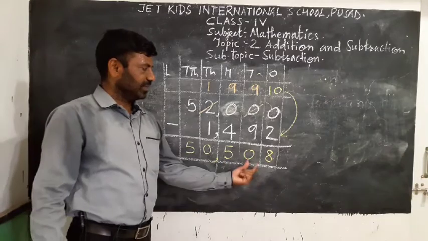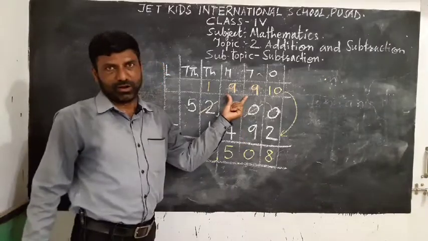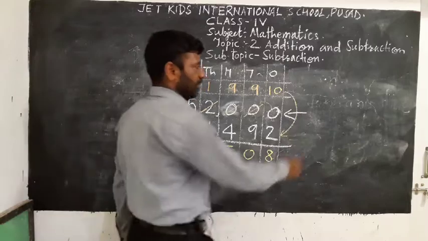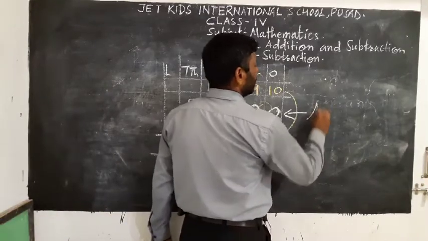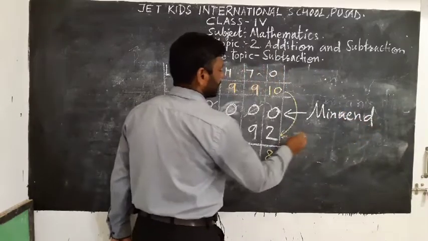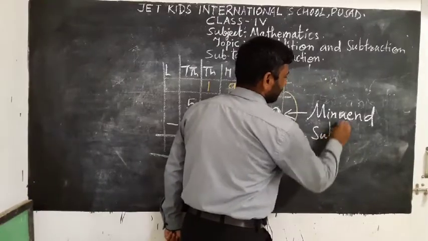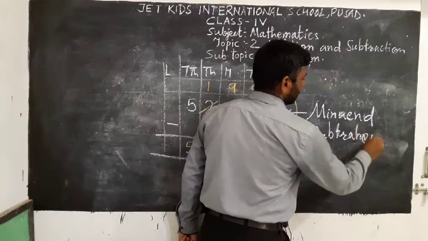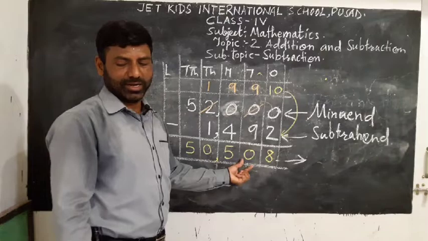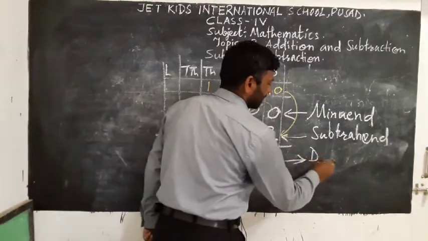Now see the difference. Now I check. I said how to check whether our answer is right or wrong. The larger number from which we are subtracting is the minuend. The smaller number which we subtract is called the subtrahend. And the answer is called the difference.